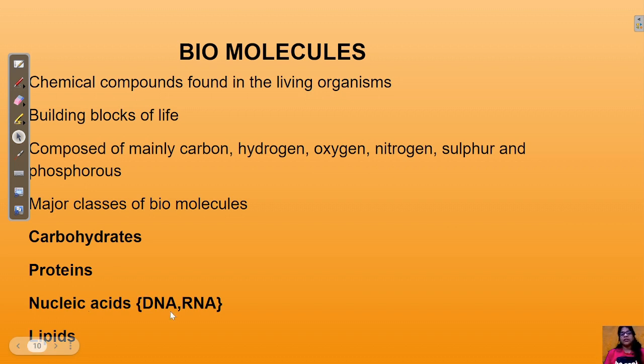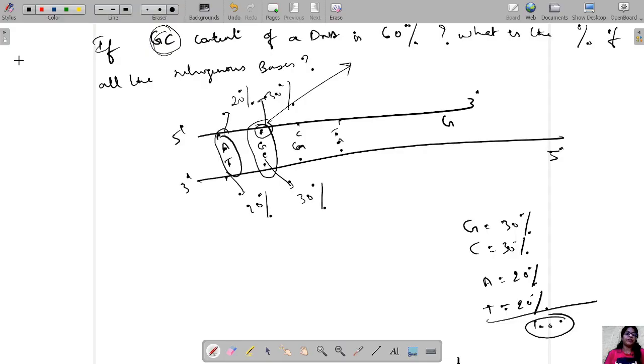What is DNA? DNA, you all know, is deoxyribonucleic acid, and RNA is ribonucleic acid. Both are nucleic acids, but the only difference between DNA and RNA is that DNA has a ribose without the oxy group, and RNA contains ribose sugar with an OH group in it. You should be well aware of the structures also. I will tell you in detail about the structure of DNA and RNA.